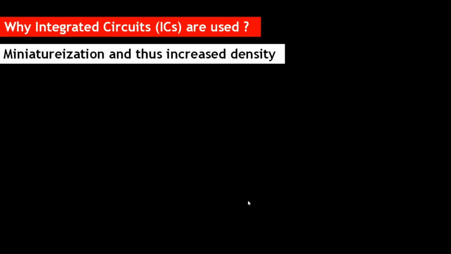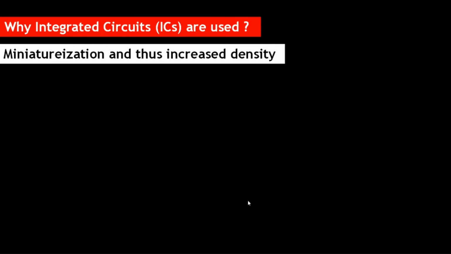Now let me start with the very first advantage, which is miniaturization. Now, what is the meaning of miniaturization? ICs are extremely small in size. We can integrate thousands of resistors, transistors, diodes, capacitors within a very small space using the integrated circuit technology. Thus, this is what miniaturization means, and ICs provide us with such an advantage.